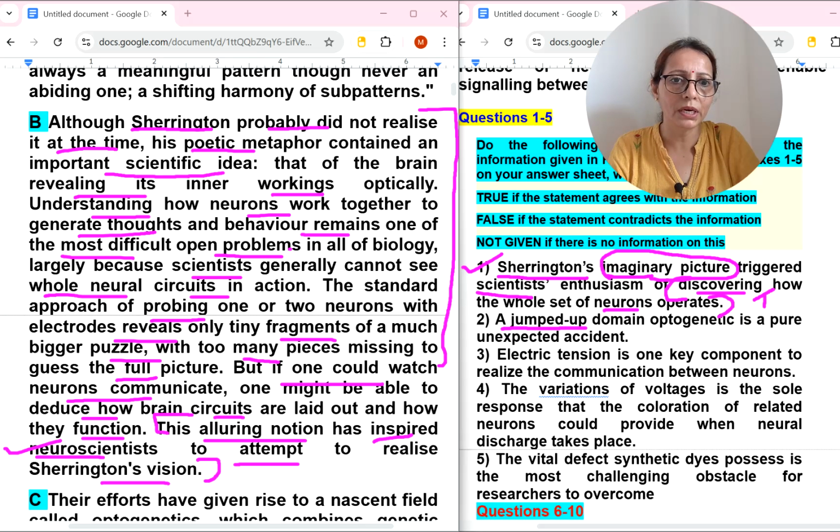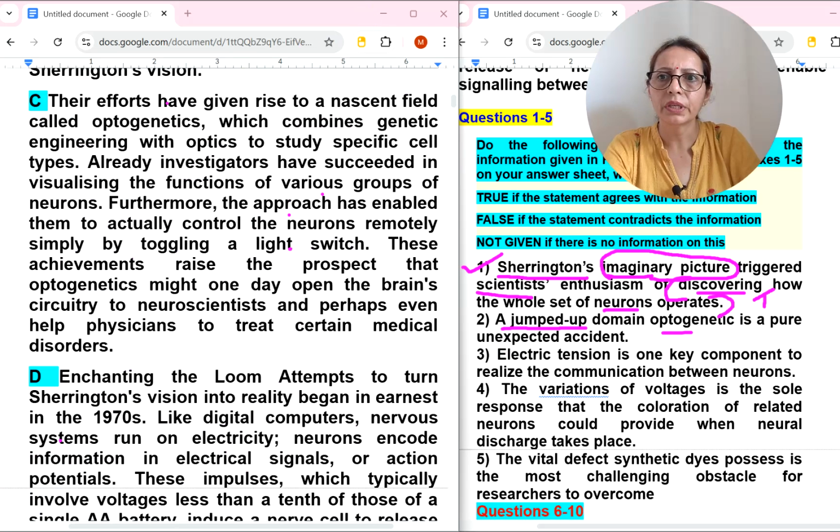Second, a jumped up domain. Optogenetic is a pure unexpected accident. If it is a pure unexpected accident, then it will be true. If something is relating to an expected accident, then it will be false. Okay, next paragraph. So in paragraph C, we will try to find this jumped up domain and optogenetic.